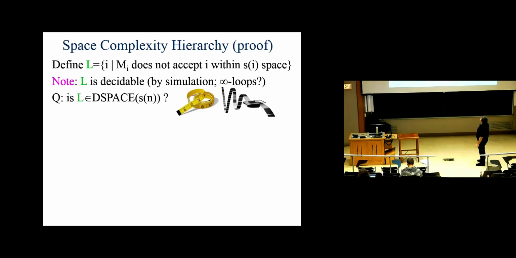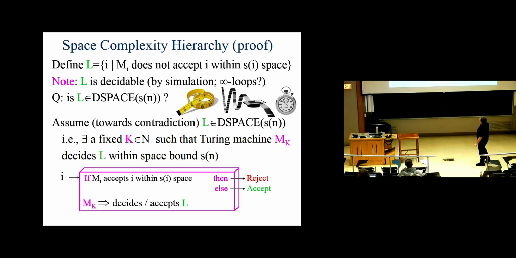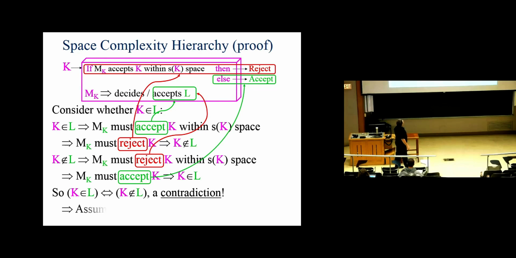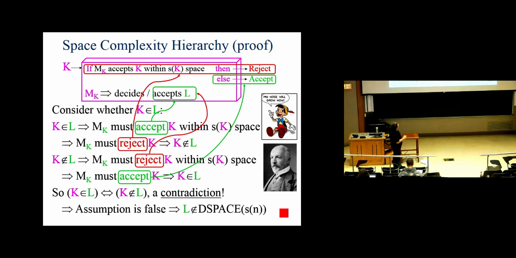So it is decidable. But is it decidable within that amount of space? And the answer is no. That proof is very similar to before. Towards contradiction, assume that there's some machine, M sub k, that decides this language L. And then if it does, you have the same contradiction as before. I'll just breeze through it because it's very similar to what we had before.